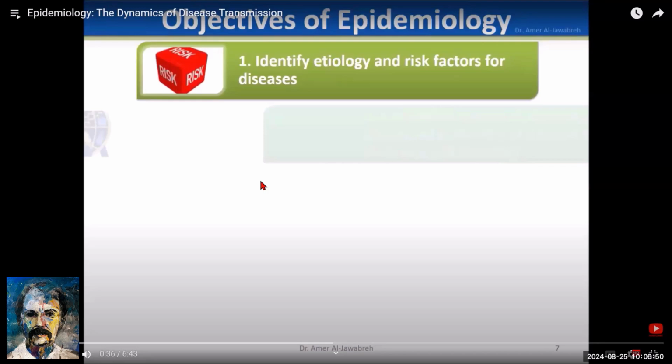Some diseases, like cancer, for instance, you cannot pinpoint, and you cannot mention the exact cause. It's multifactorial with many causes. Or diabetes, for instance. So instead, we have risk factors. And why is it important to know the etiology or the risk factor for a disease? So in order to treat.